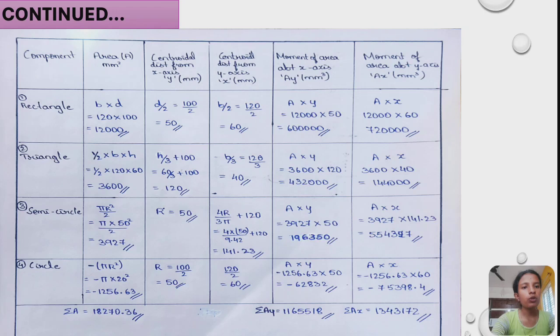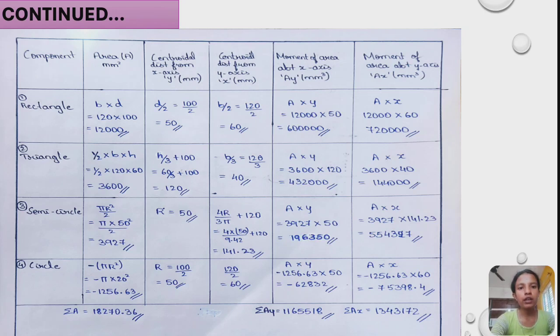Moment of area about x-axis, ay, is a into y, where a means area and y is centroidal distance from x-axis. 12,000 into 50 gives 6 lakh. Moment of area about y-axis, that is ax, is a into x, where a is area and x is centroidal distance from y-axis. 12,000 into 60 gives 7,20,000.